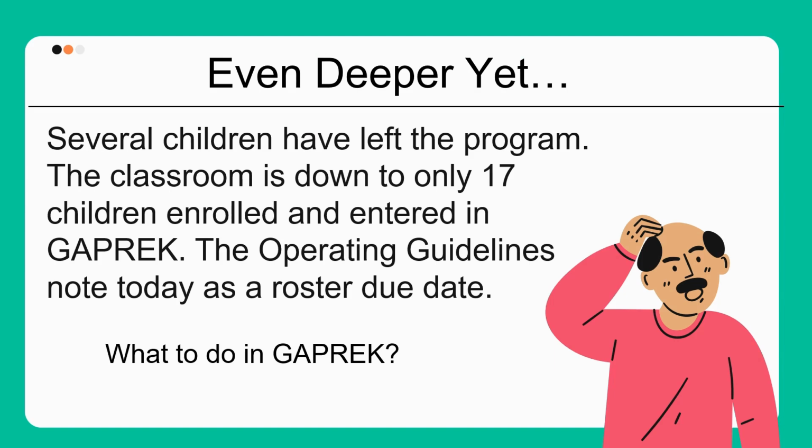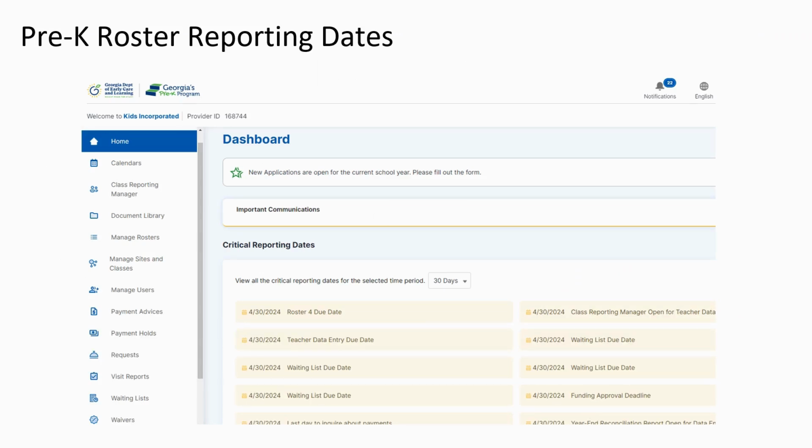Another scenario, even deeper yet. Several children have left the program. The classroom is down to only 17 children enrolled and entered in the GA Pre-K portal. The operating guidelines note today as a roster due date. What to do in GA Pre-K?